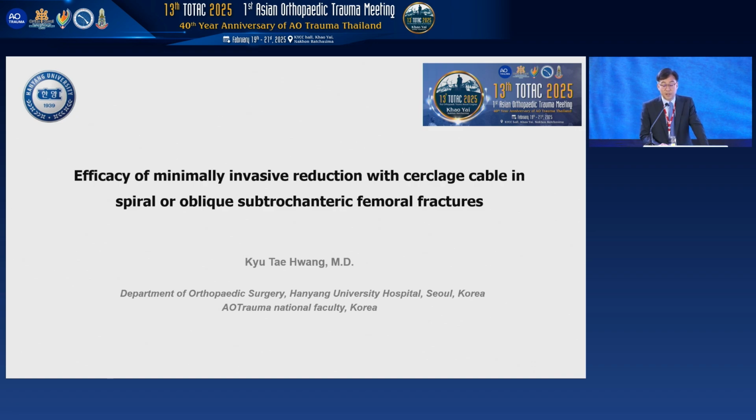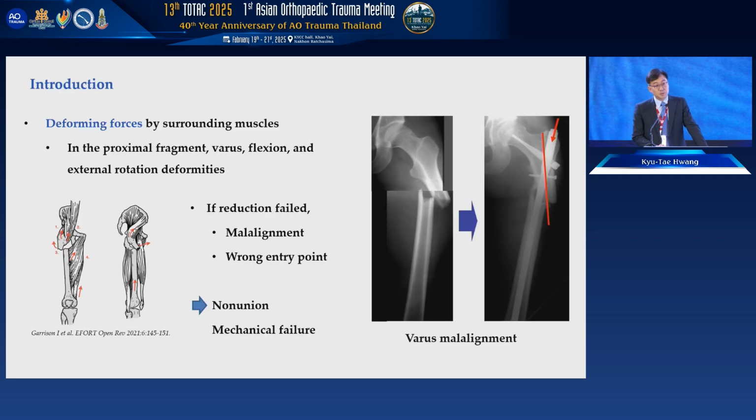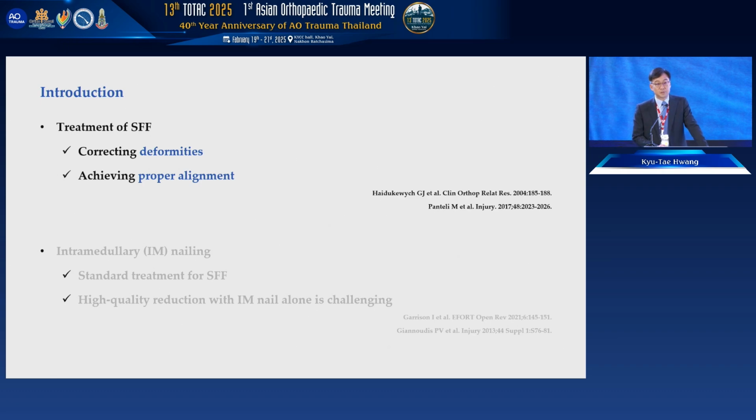The topic for today is the efficacy of minimally invasive reduction with circular cable in subtrochanteric fracture. As you know, if a subtrochanteric fracture occurs, the proximal fragment shows varus, flexion, and external rotation deformity. If reduction fails, it will cause malalignment and a long entry point. A surgeon will face complications such as non-union or mechanical failure. So, during the treatment of subtrochanteric fracture, correction of deformity and achievement of proper alignment are very important.